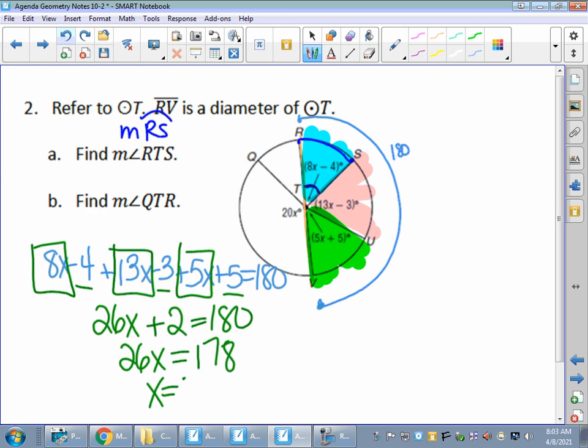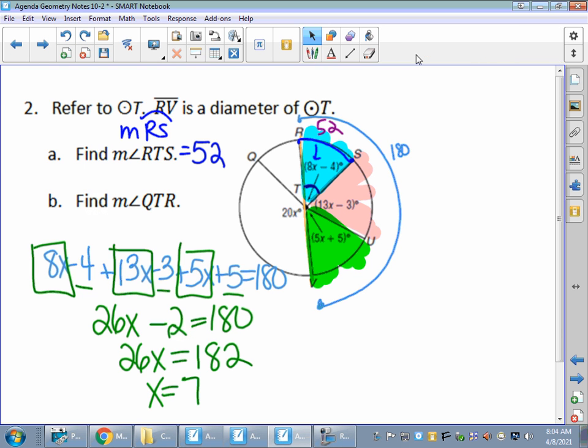Is it a 7? Oh, this is a minus 2. Fix this. Sorry, guys. So if I add 2, I get 182. Now that will give me a 7. There we go. So x is equal to 7. Once I know x, can I figure out the measure of arc RS or the measure of angle RTS, the central angle? Sure, I'm just going to plug that 7 in there, do the math. 7 times 8 is 56, minus 4 is 52. So this guy has to be 52. And then I could go from there and do some more math.